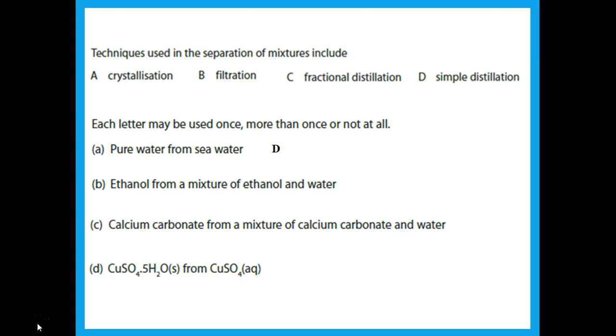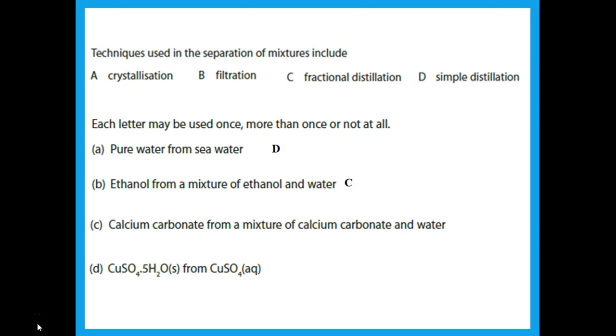Okay? Ethanol from a mixture of ethanol and water. Remember that ethanol is a liquid, water is a liquid, so this is a mixture of liquids. How do we separate a mixture of liquids? By fractional distillation. Calcium carbonate from a mixture of calcium carbonate and water.